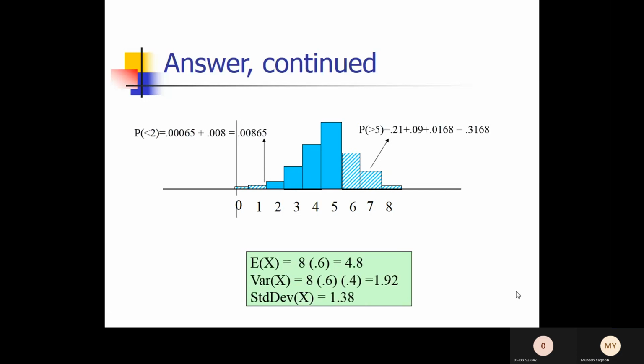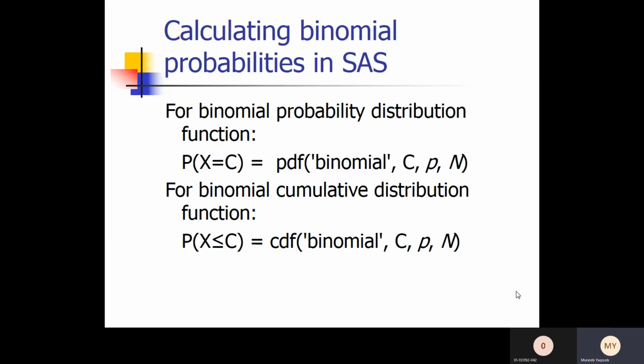Now to calculate expectation of this binomial distribution, we will simply calculate n times p. So 8 times 0.6 is the expectation, that is 4.8, or the mean of the binomial distribution. Similarly, to calculate variance of x, we will calculate 8 times 0.6 times 0.4, and hence we will get the variance, and we will take the root of this variance to calculate the standard deviation, that is equal to 1.38.